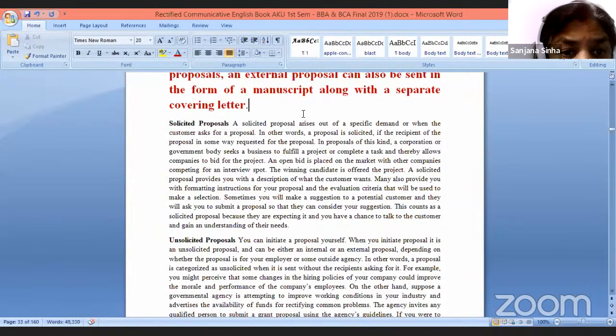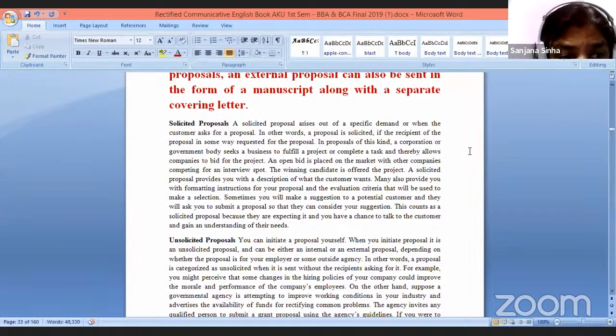A solicited proposal arises out of a specific demand. It means there is a demand, for example, a vacancy for any personnel, a vacancy for a manager, just a vacancy in the company. Then the company advertises the post. It arises out of a specific demand, or when the customer asks for a proposal. In other words, the proposal is solicited if the recipient of the proposal in some way requested the proposal. A request from the organization. This is a solicited proposal.